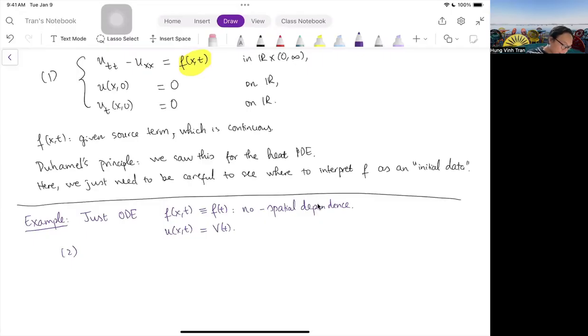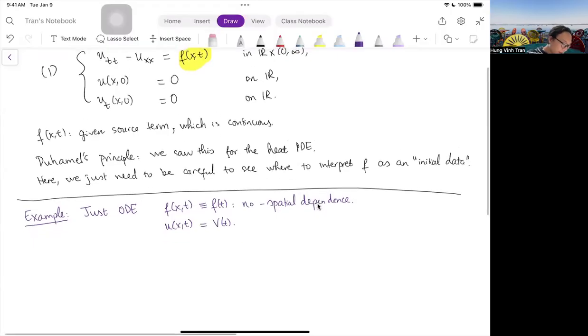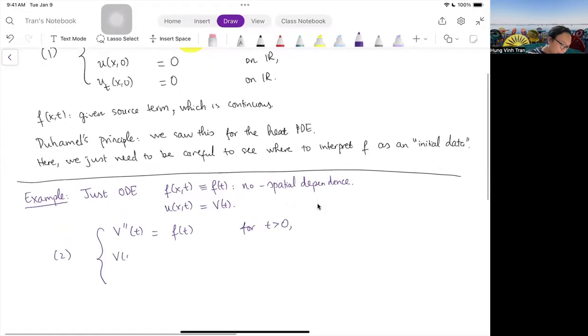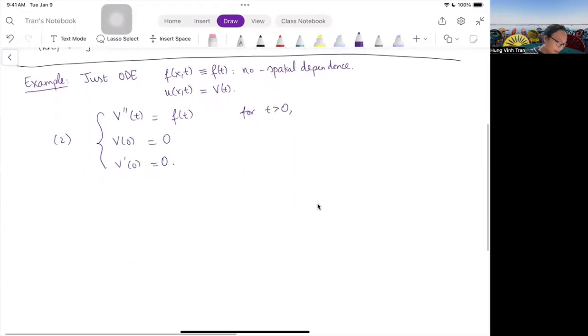Okay, then v is going to satisfy the equation. You can look at the one there and copy it down. You write out the equation for v, because there's no spatial dependence. I simply have v double prime of t equals f of t for t greater than 0. It's a very simple ODE, right? And then I have v of 0 equal to 0 and v prime of 0 equal to 0. That's our ODE, and to solve this, we just need to integrate it twice to get the solution. So now let's write it out.